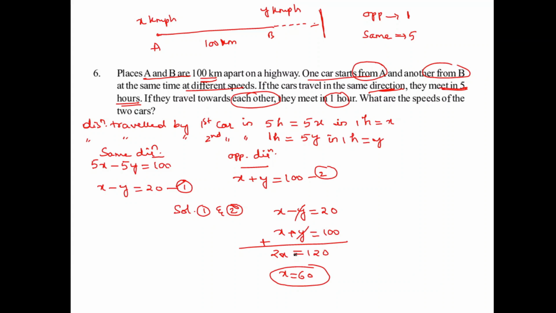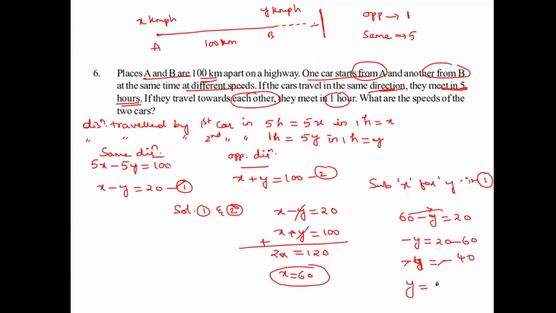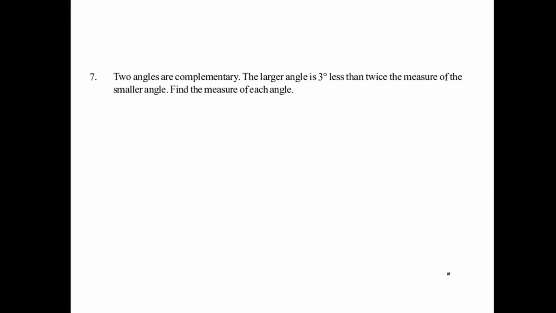Now we need to find y. Substituting the value of x in equation number 1, we get 60 minus y is equal to 20. Flipping to the other side, minus y equals 20 minus 60, so minus y is equal to minus 40. So the value of the second car, y, equals 40. Hope this is clear. So the speed of the first car is 60 and the speed of the second car is 40. Clear? Let's look at the next one.